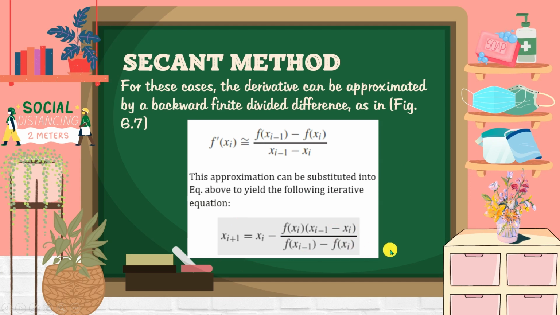So on our previous discussion, applying the Newton-Raphson method, the value for finding the root is x sub i plus 1 equals x sub i minus the function of x sub i all over the first derivative of the function of x sub i. So in the second method for finding the root of the function, we will now use the value of x sub i plus 1 equals x sub i minus the function of x sub i multiplied by the difference of x sub i minus 1 minus x sub i, all over the function of x sub i minus 1 minus the function of x sub i.